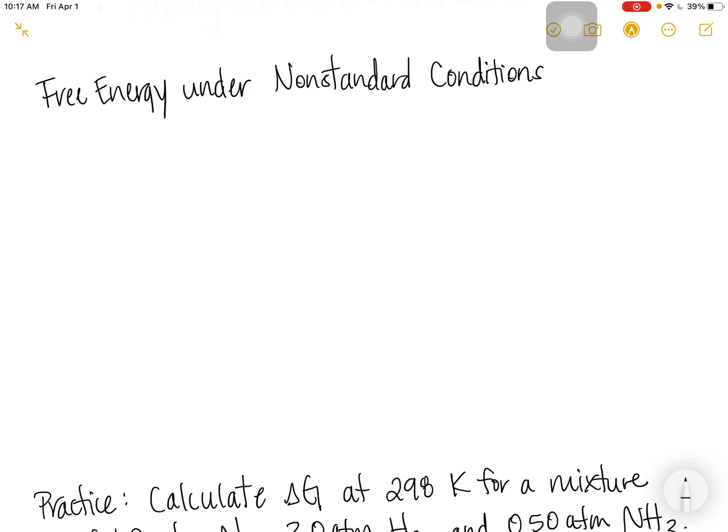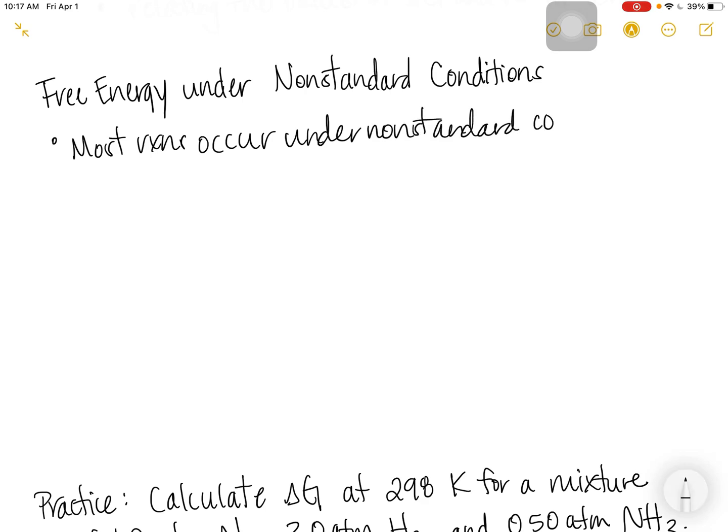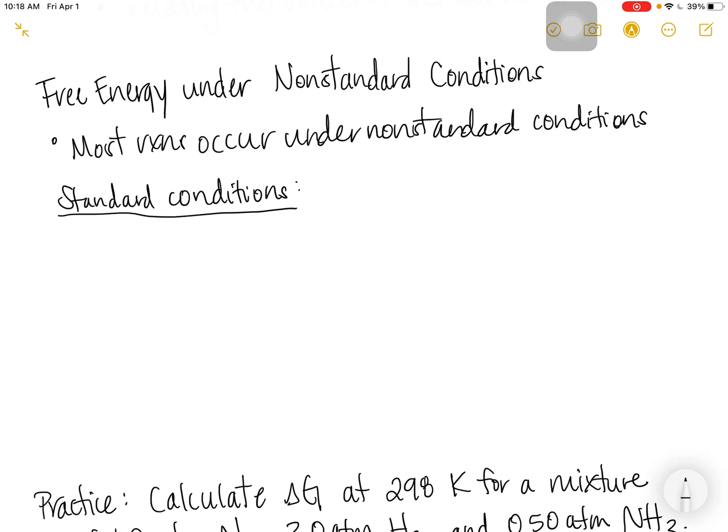Then I cannot use the delta G values, because the conditions aren't for that situation. And there are other values other than temperature that affect this, so we'll talk about that. The first point is that most reactions actually occur under non-standard conditions. And so standard conditions is more than just the temp, okay?